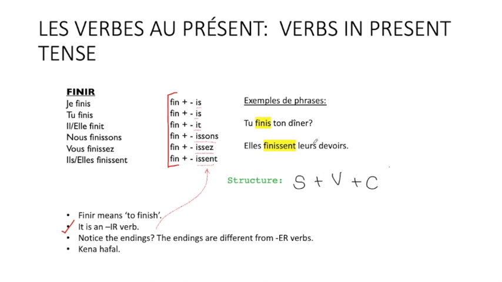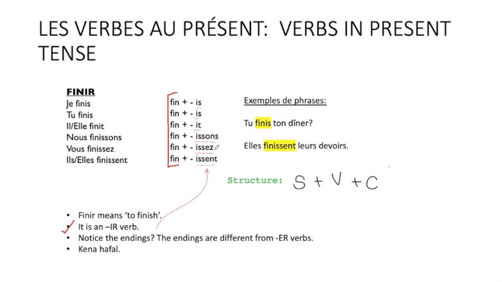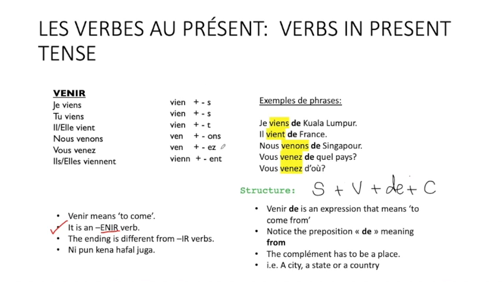So conjugation untuk verb ni kena hafal ya. Tak ada shortcut. Sorry. Okay, our second last verb is venir. Venir is a verb meaning to come. Even though it has IR at the end, it's not an IR verb. It is an ENIR verb, E-N-I-R. So naturally, the conjugation will be different from finir. Remember, again I repeat, finir and venir are different.